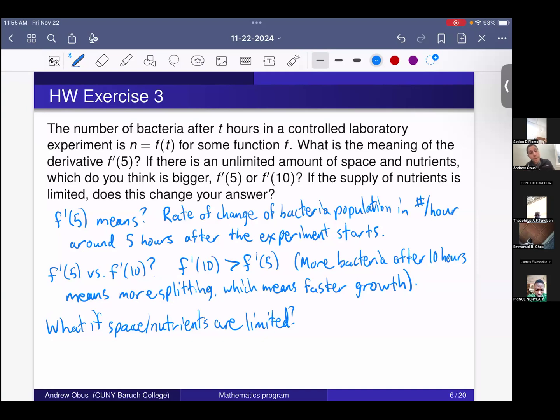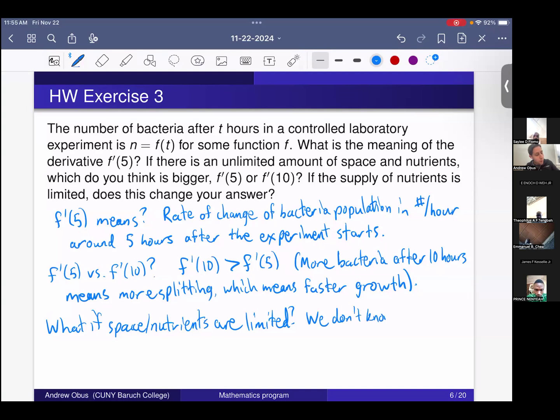Right. So maybe there are still more bacteria at time 10 than at time 5. The question is, if bacteria are starting to die because there's no food left, then maybe that rate of increase is going to slow down. Or maybe not. Maybe the supply of nutrients is limited, but there's still enough that at 10 hours, they're still producing very widely. So, I mean, the answer is we don't know.